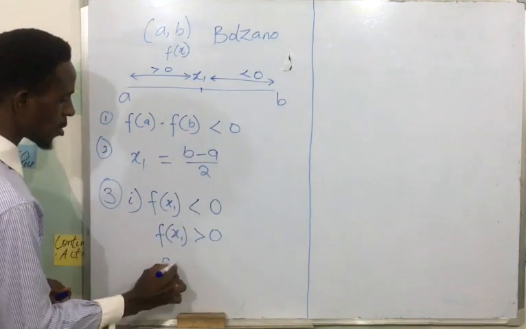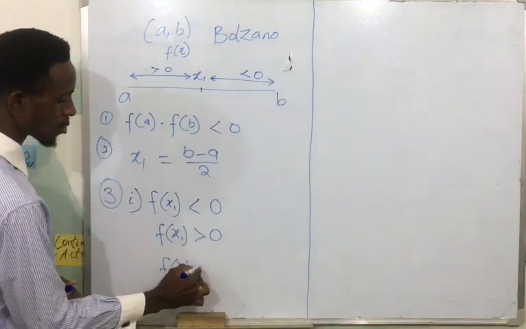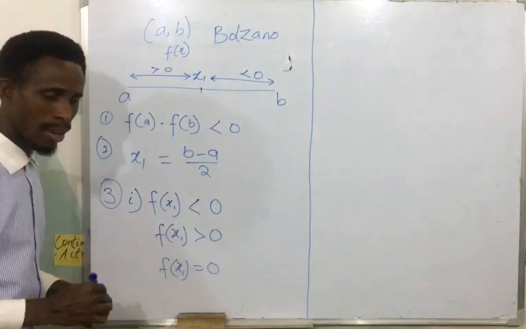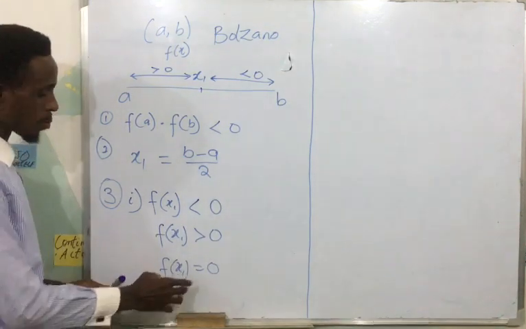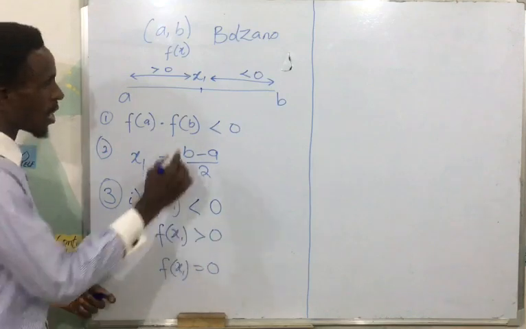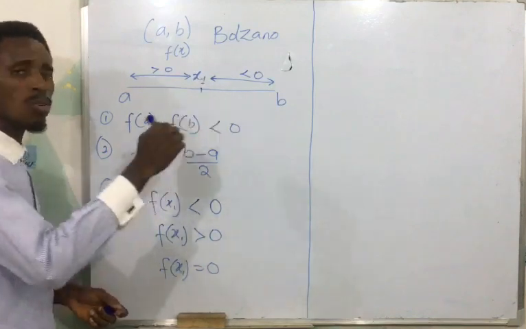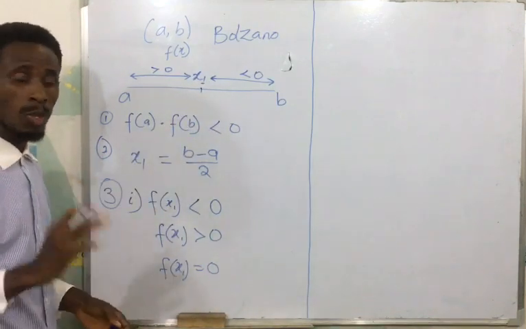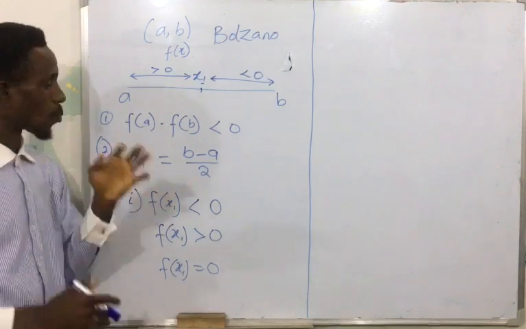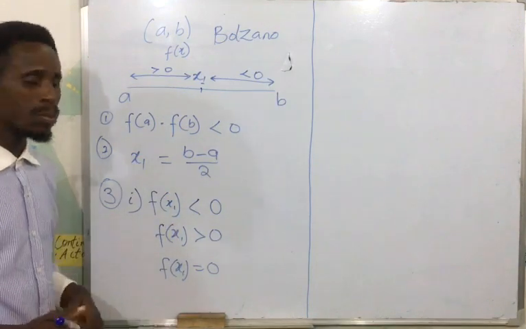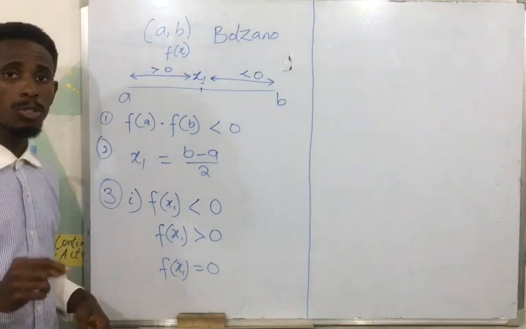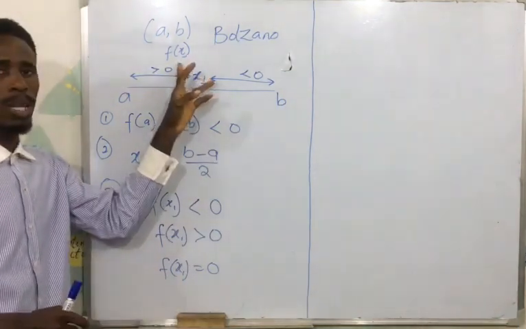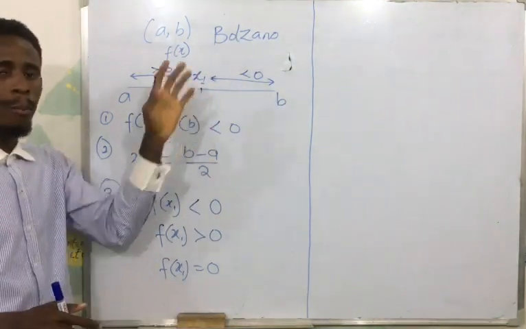Then when f of x1 is equal to 0, then your x1 here is the root of the function. With these 3 basic steps, you can use it and get the numerical solution for any function under the Bolzano bisection method.